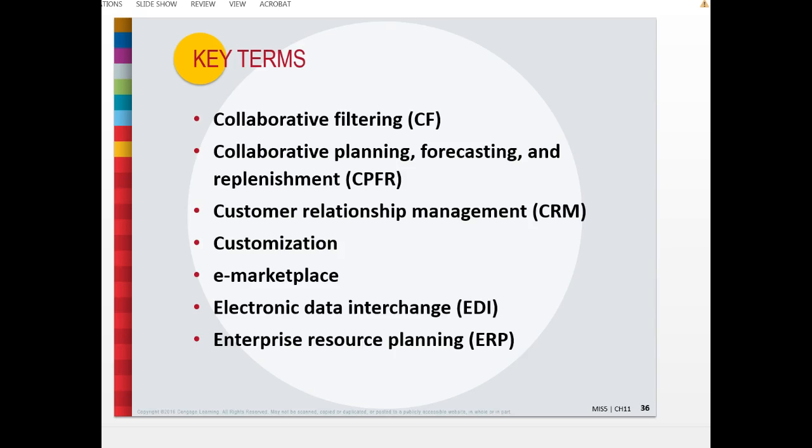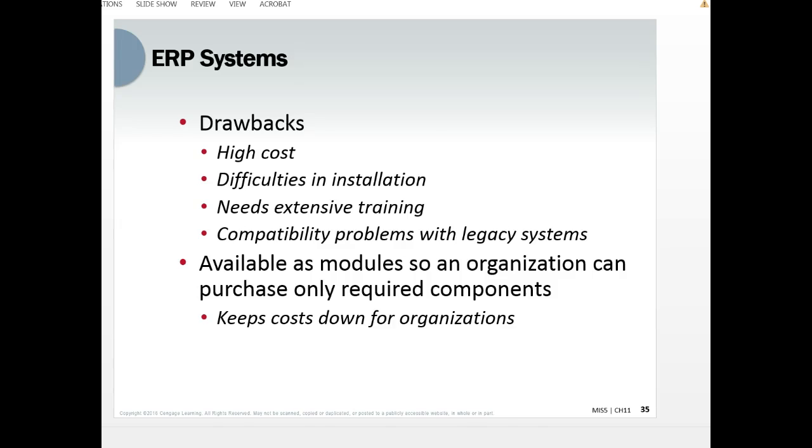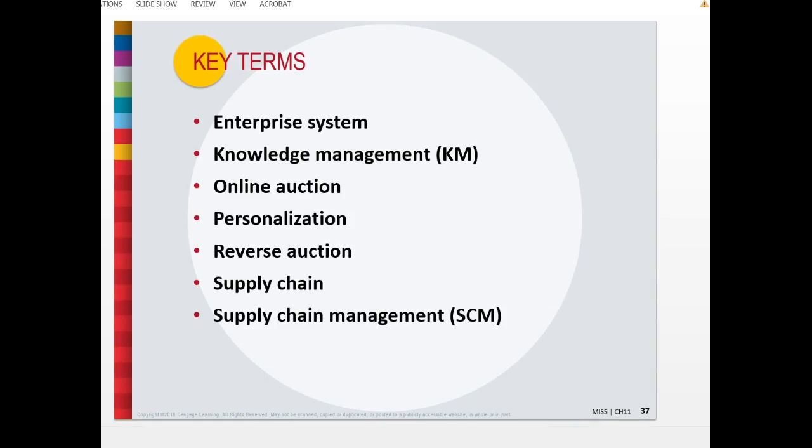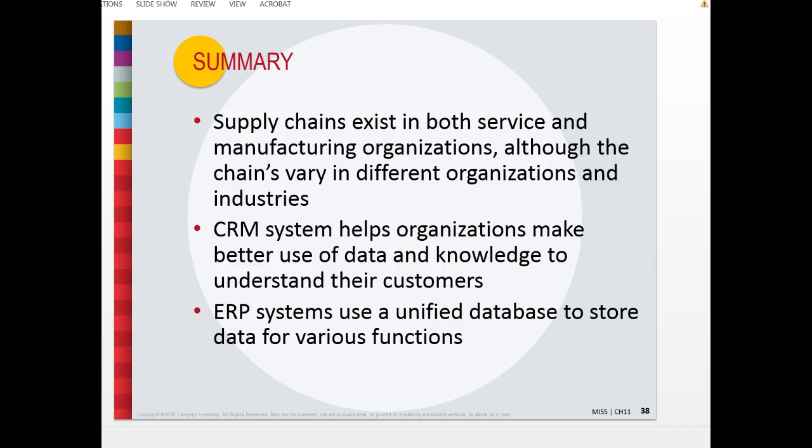So let's look at some of the key terminologies. At the end of this chapter, we talked about collaborative filtering, collaborative planning, forecasting, and replenishment, customer relationship management, e-marketplace, electronic data interchange, ERP systems. Also, we talked about enterprise system, knowledge management system. We also talked about some key terminology such as online auction, personalization, reverse auction, supply chain management.